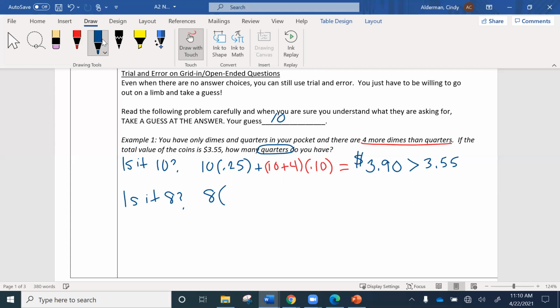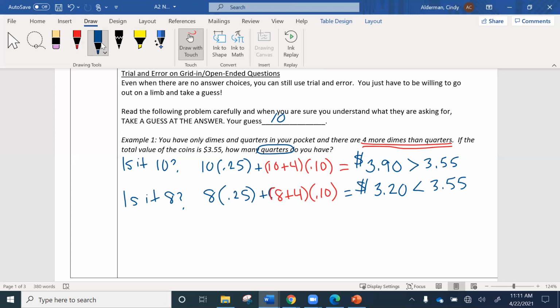So we're going to run the same scenario here. 0.25 is how much a quarter is worth. Plus, we're going to take that 8 and add 4 to it, right? Since there are 4 more dimes than quarters. So if you put this in your calculator, you would get only 3.20, which is less than the $3.55 that you're supposed to get.